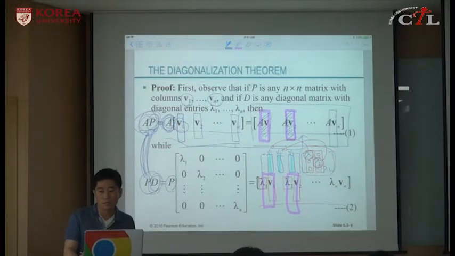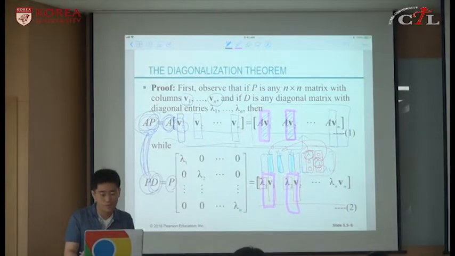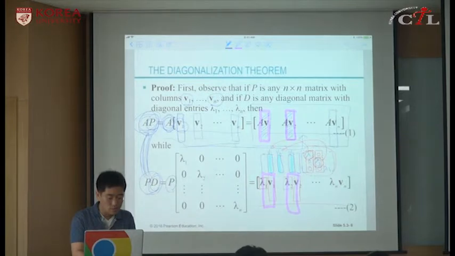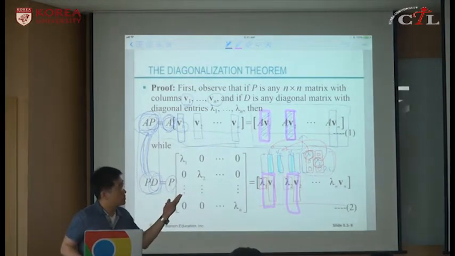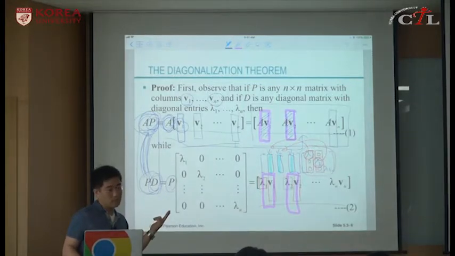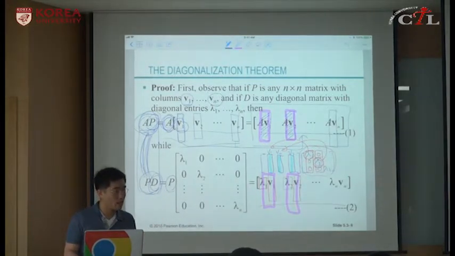And one thing that we need to discuss a little bit further is that we understood this relationship based on the equation AP equals PD, right? But in this case, it doesn't require your matrix P to be invertible, right?